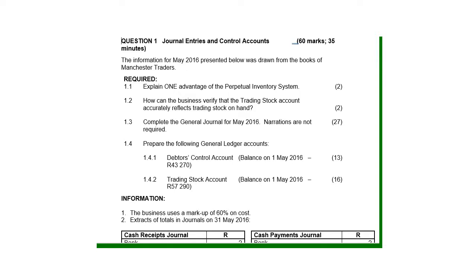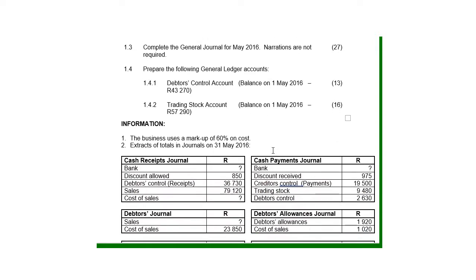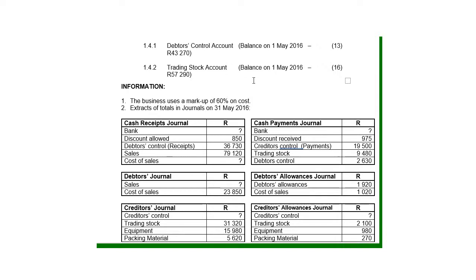Sometimes they give them to you, or they already printed them, but we must just make sure that we know how to do it if they don't. Okay, the information, the first important thing which we may use later is the markup. So I'll highlight it so that I know what the markup is. 60%. I'm going to look at journal by journal and follow the steps. I'm going to do it completely, although we're only posting to the two accounts, so that you can see how to decide.